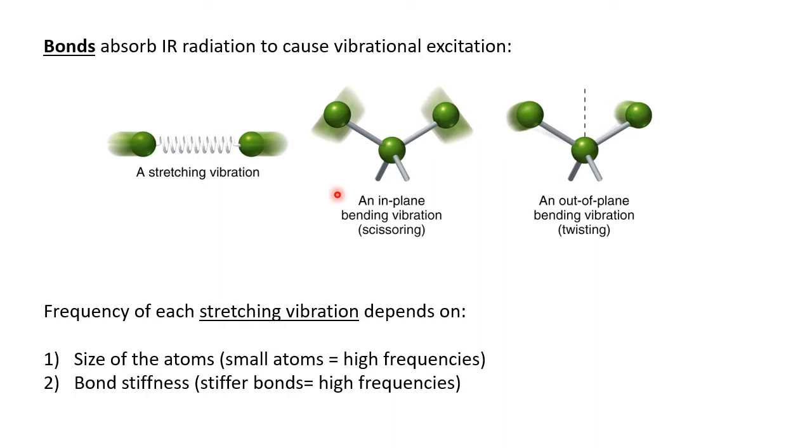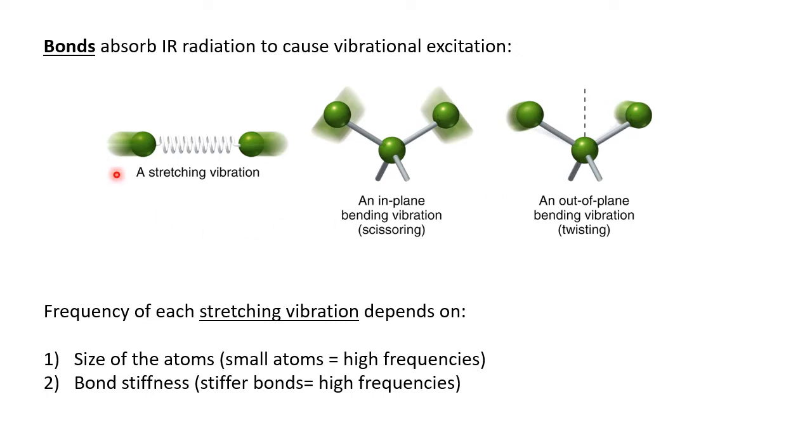With an in-plane bending vibration, also known as scissoring, when the bonds absorb the IR radiation, it causes the atoms to move up and down in a similar way as if you took a pair of scissors and opened them and shut them. So they would come closer together, farther away. With the out-of-plane bending vibration, the best way to visualize this is hold out your two arms up in a V shape, and then twist side to side from your waist. That's going to illustrate how the out-of-plane bending vibration would be.